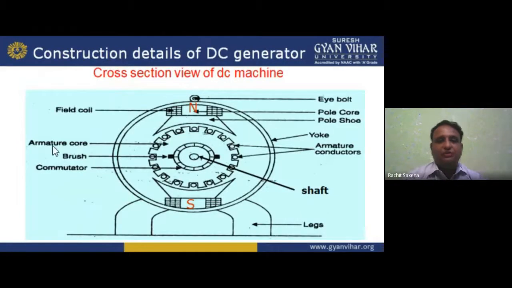Now moving forward, this is a cross section view, North Pole and South Pole. This is the field coil. This is the pole core. This is the pole shoe, the pole face, with a higher cross section. This is the yoke. These are the legs we place here, and we give an eye bolt. Through the eye bolt, we can easily carry it, even with the help of a crane.